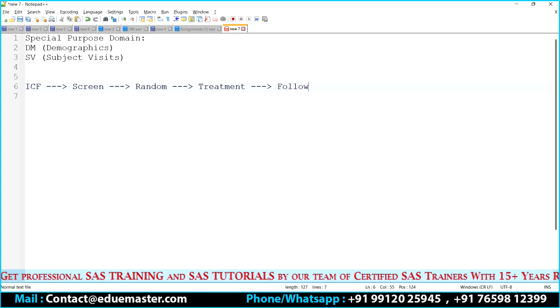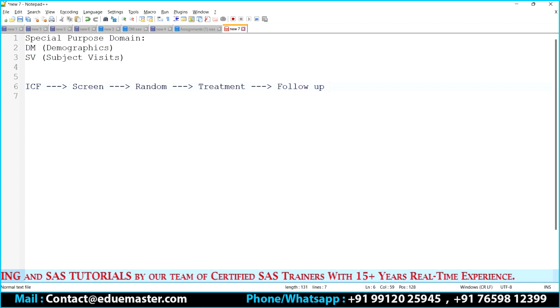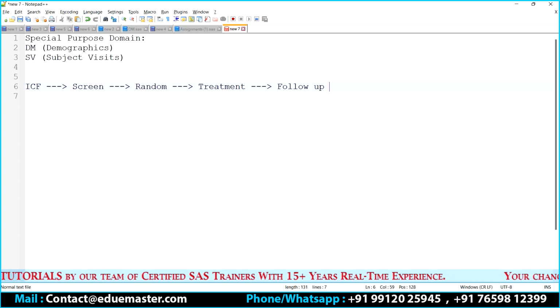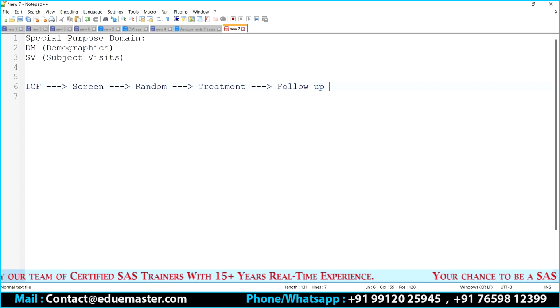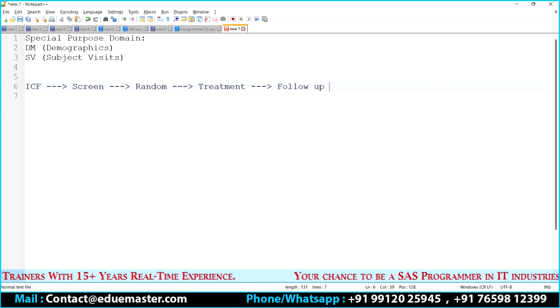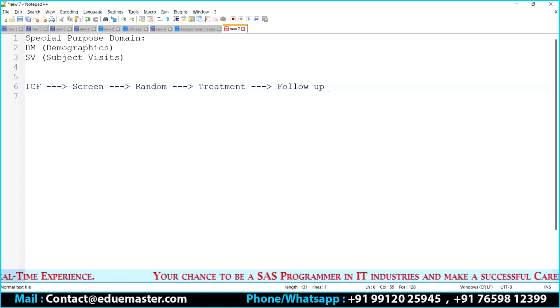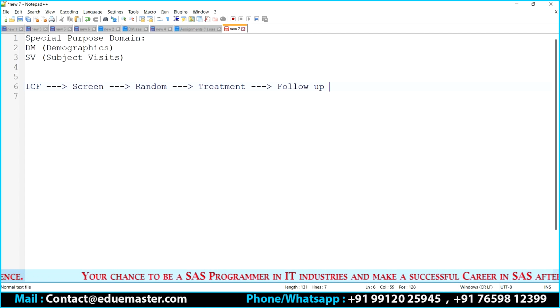This is what we are going to do. Every one of us, just remember this particular sequence, because throughout the process, throughout our course, we will stick to this particular process. So that's the reason this process is very, very important to us.